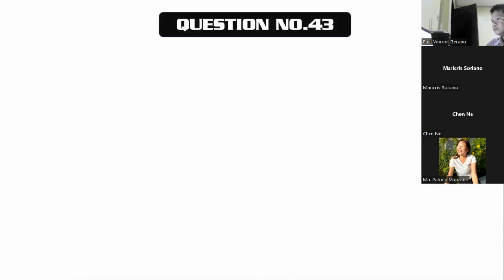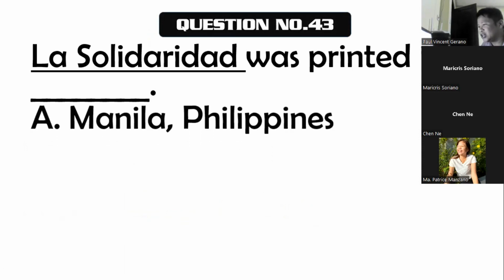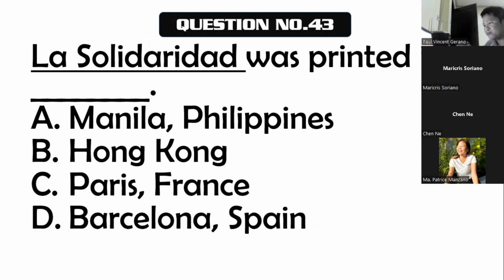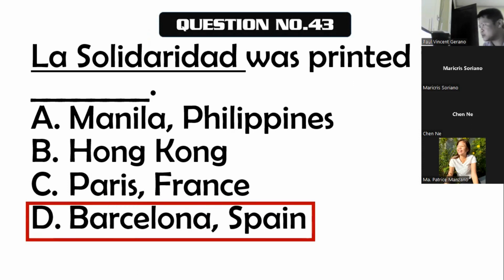43. La Solidaridad was printed in A. Manila, Philippines, B. Hong Kong, C. Paris, France, D. Barcelona, Spain. What is the correct answer? Letter D, correct. Barcelona, Spain. Yes, letter D. La Solidaridad was the official newspaper of what movement in Philippine history? Propaganda movement. Chenny is correct. Not Katipunan. Ang newspaper ng Katipunan ay Kalayaan. The official mouthpiece, the official newspaper of Katipunan was Kalayaan.